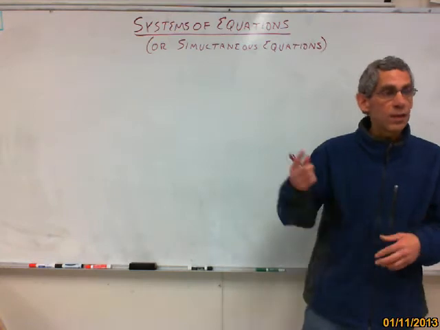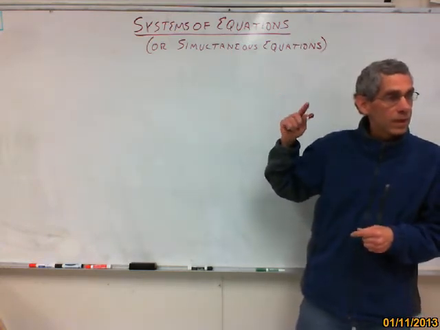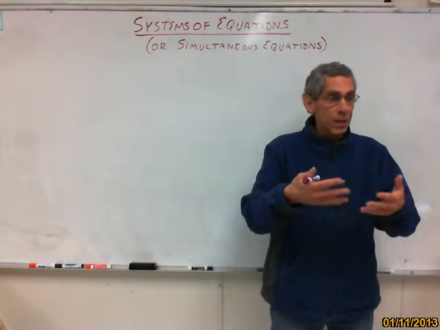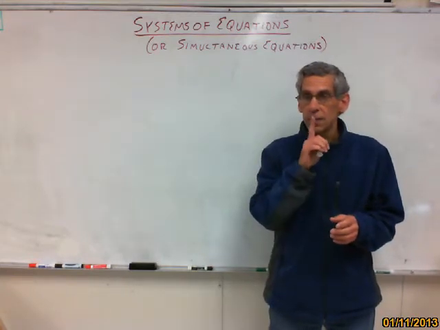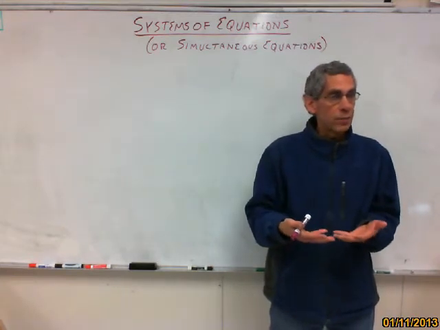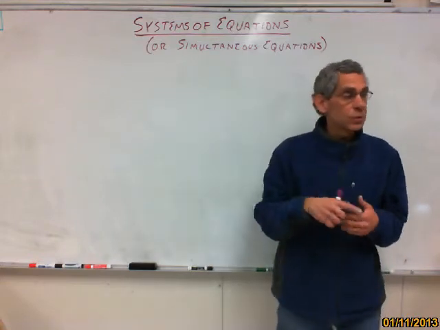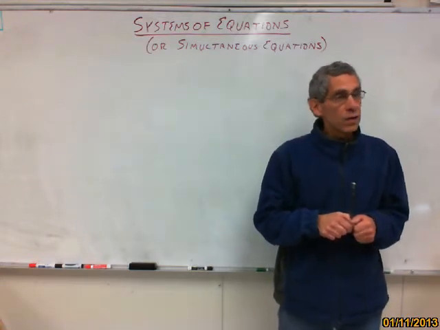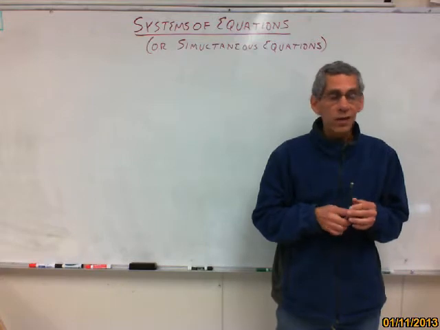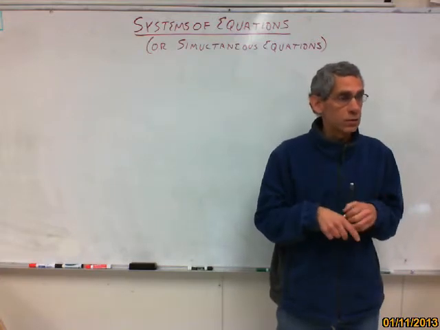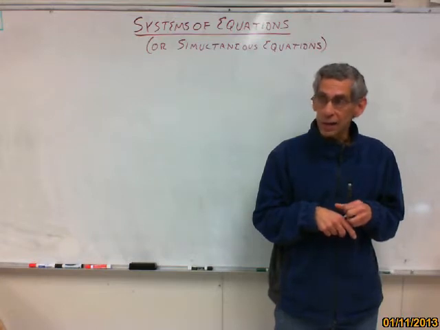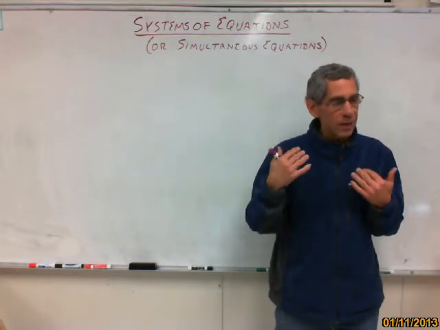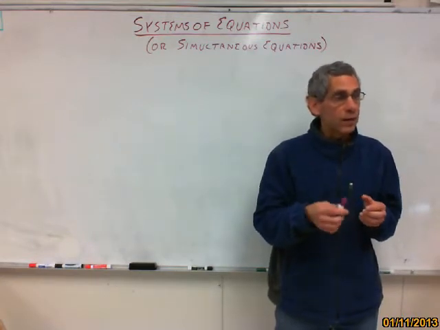A system is the same idea in math. Like a stereo system involves many things, many components. Same with the systems of equations. So I could give you two equations, and I could ask you to graph them together on the same graph. And that would then be a system.